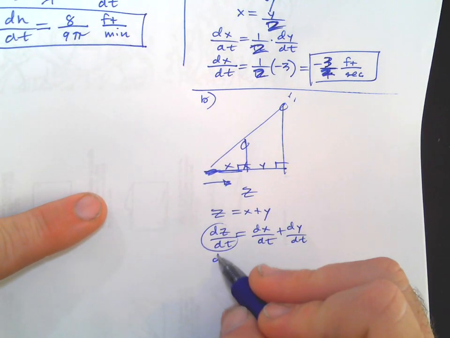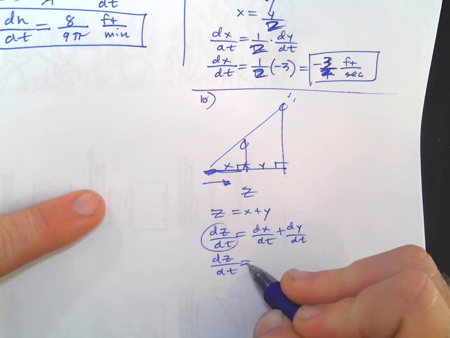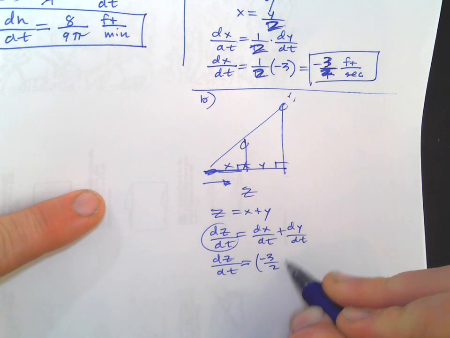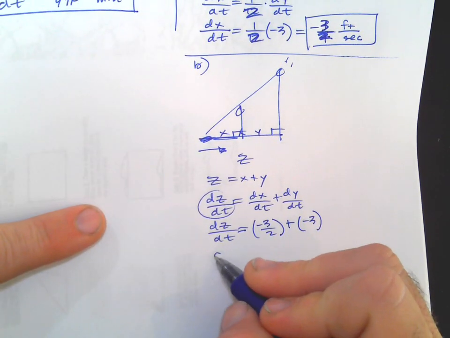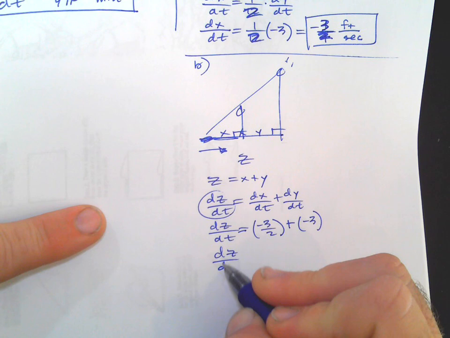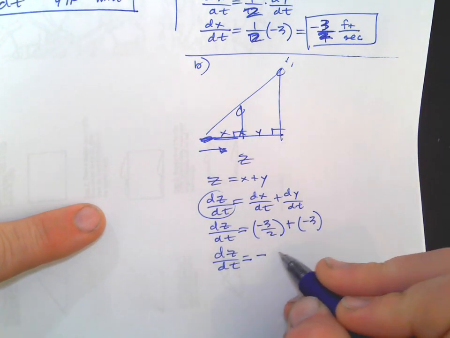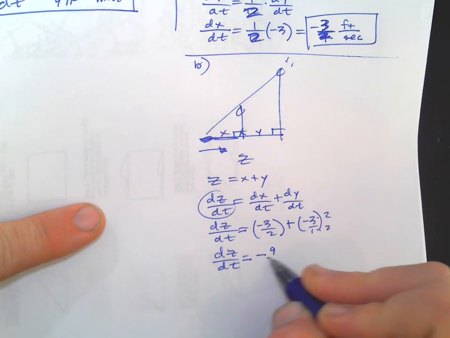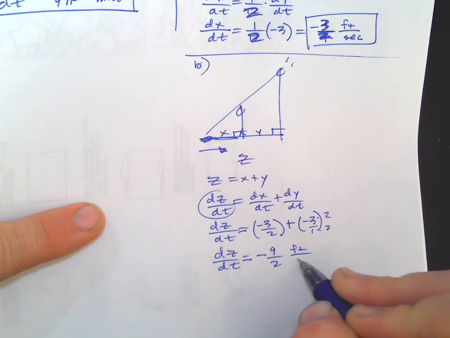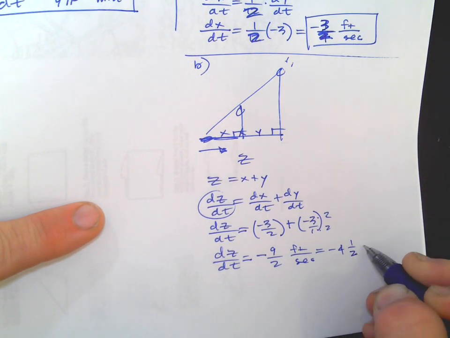Now, we already figured these out from the last problem, right? dx/dt is, no matter what, negative 3/2 feet per second. dy/dt is negative 3. So dz/dt equals negative 9/2 feet per second, or negative 4.5, or 4.5.